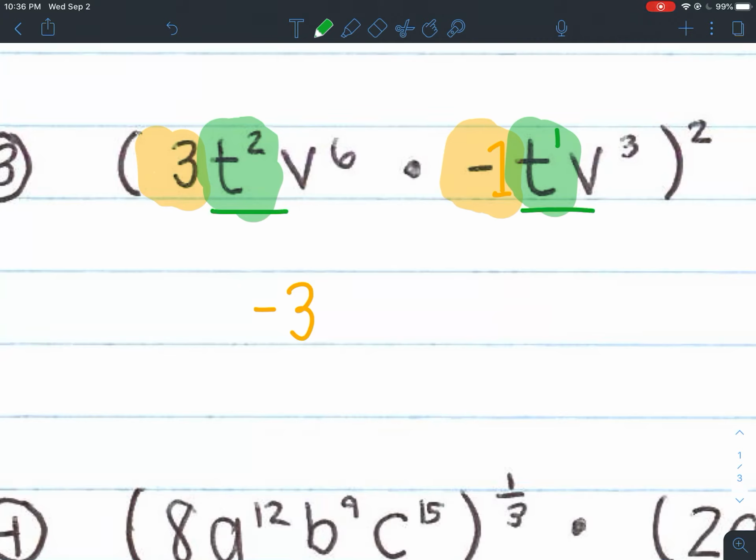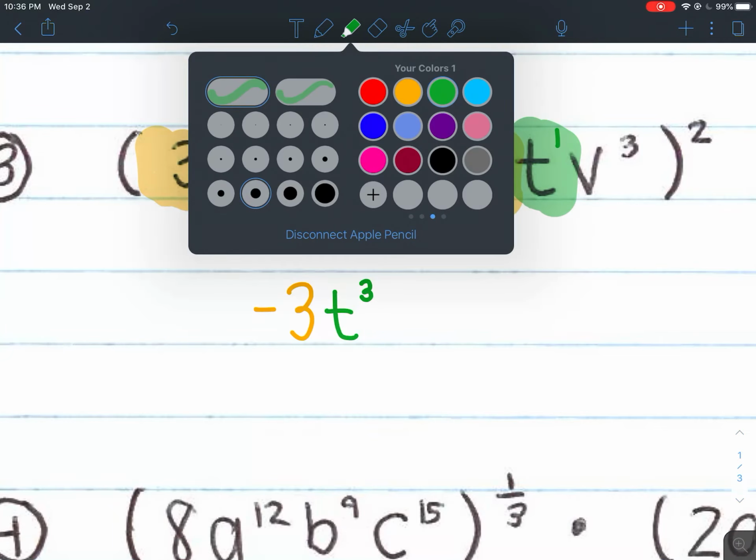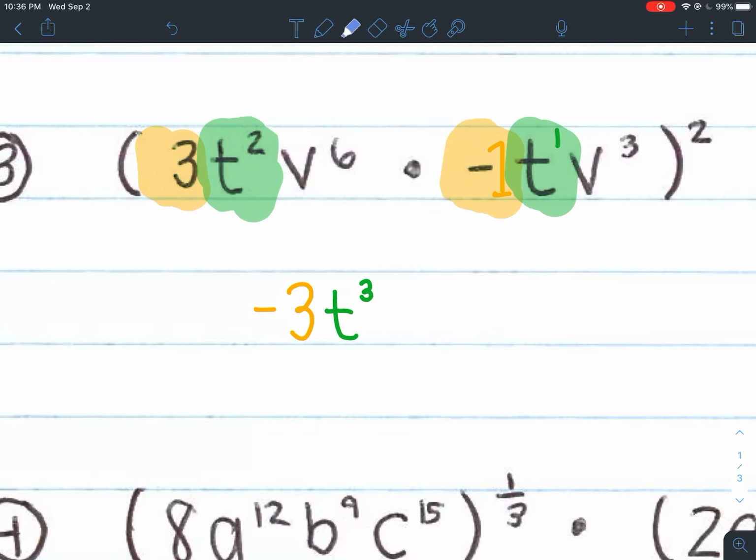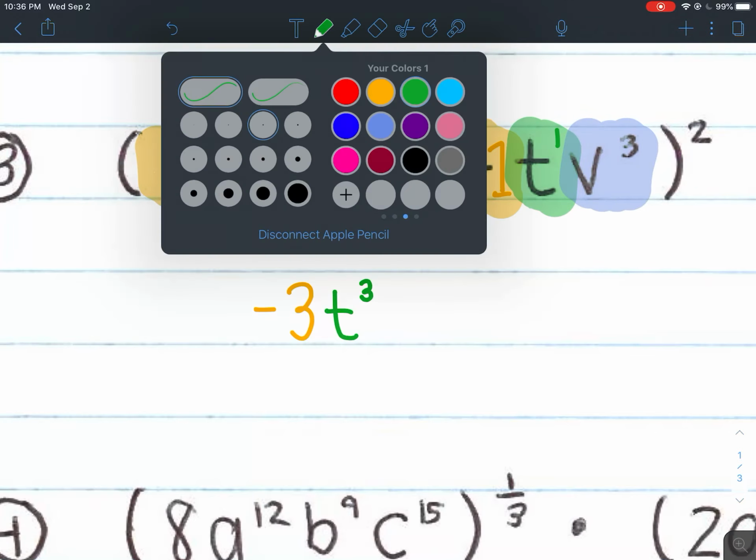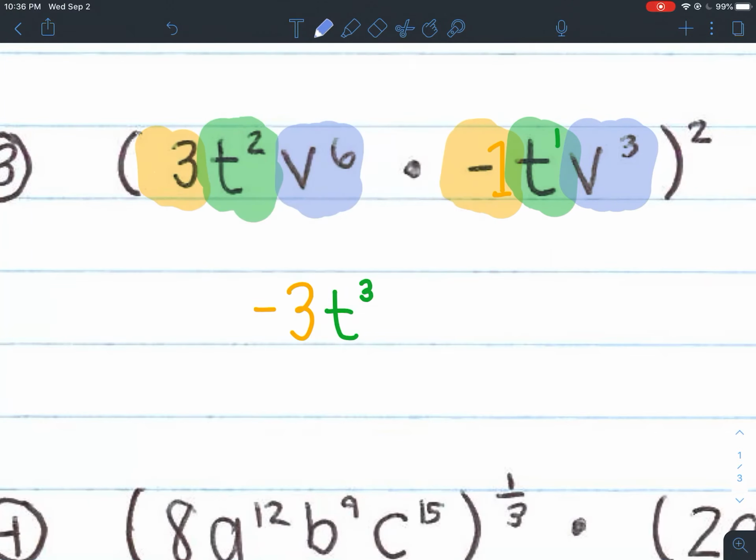So I have t to the second and t to the first. If I were to combine these, I have 3 of them being multiplied together, so I have t cubed, because 2 plus 1 is 3. I would add the exponents. Okay, next, I would look at my next base, which are the v's, so v to the 6th and v to the 3rd. Now here again, I would still add the exponents. So this is going to be v to the 9th. 6 plus 3 is 9.